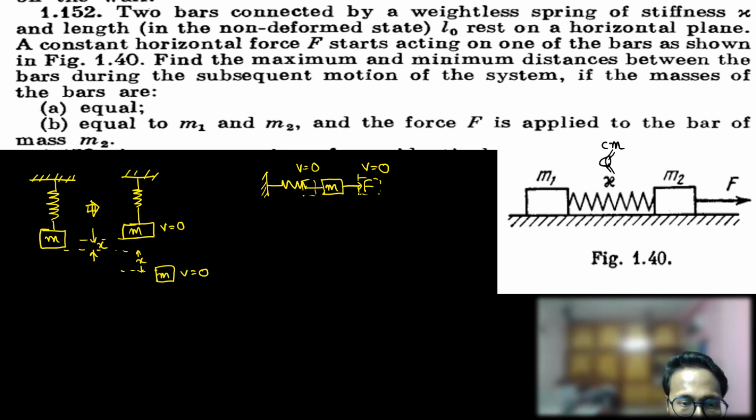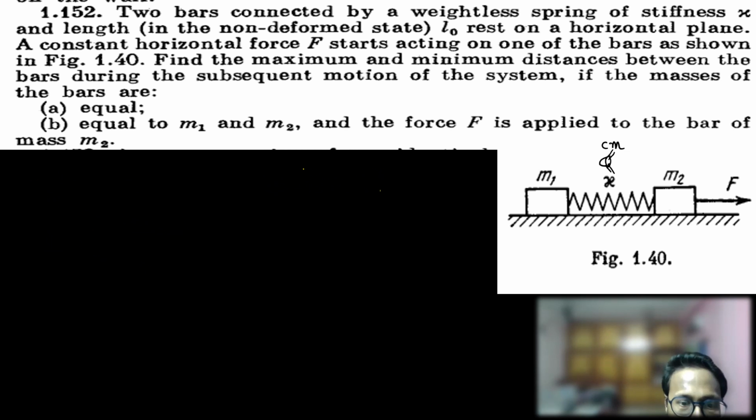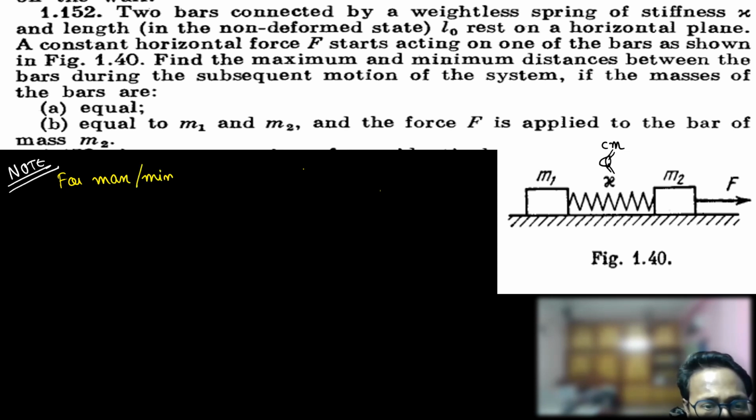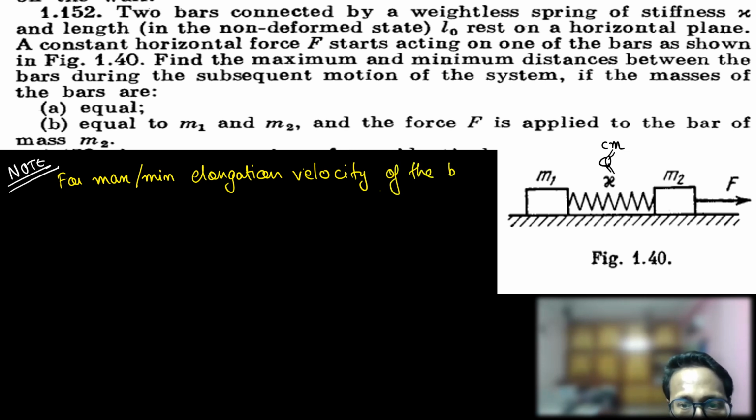Understood? So let me erase this one. So write down a note. For maximum and minimum elongation, velocity of the body is equal to 0. Now this velocity is observed from center of mass.